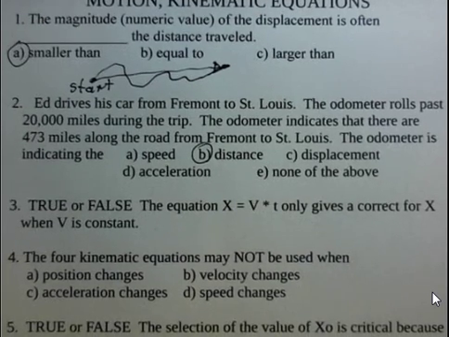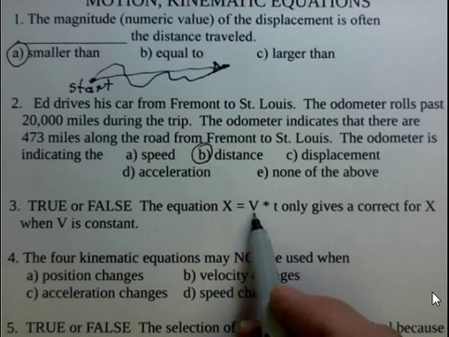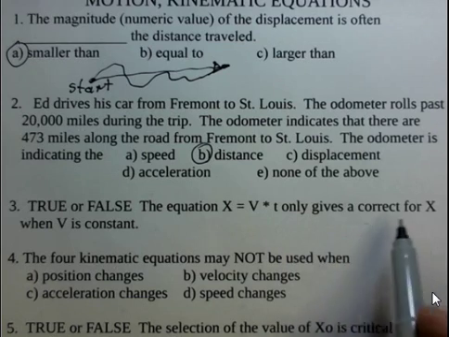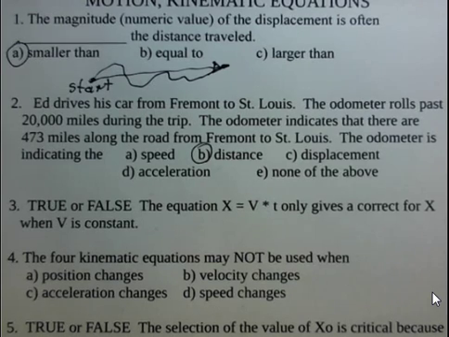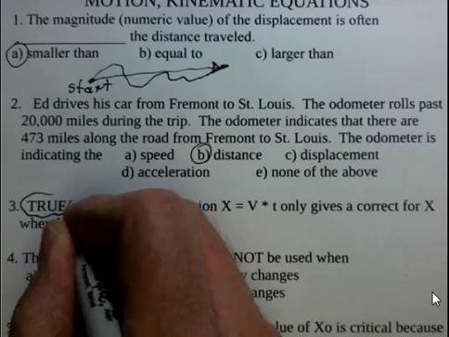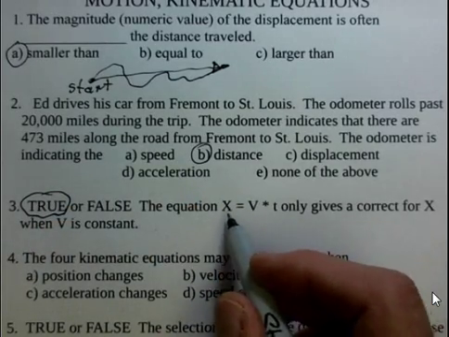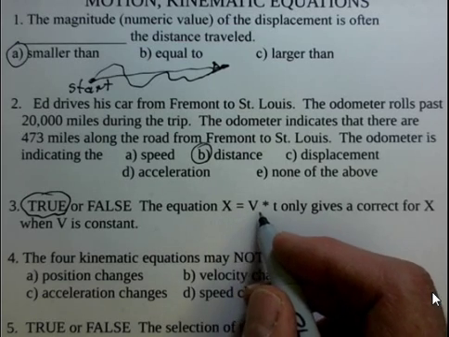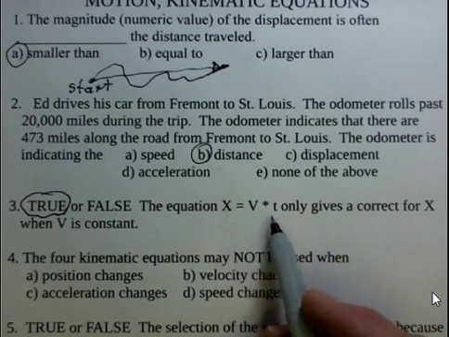Okay, the equation x, position, equals velocity multiplied by time, only gives the correct x when v is a constant, when the velocity is a constant. What do you think about that? It is true. In this situation, this is really distance equals rate times time that you may have heard of. Distance equals rate times time.